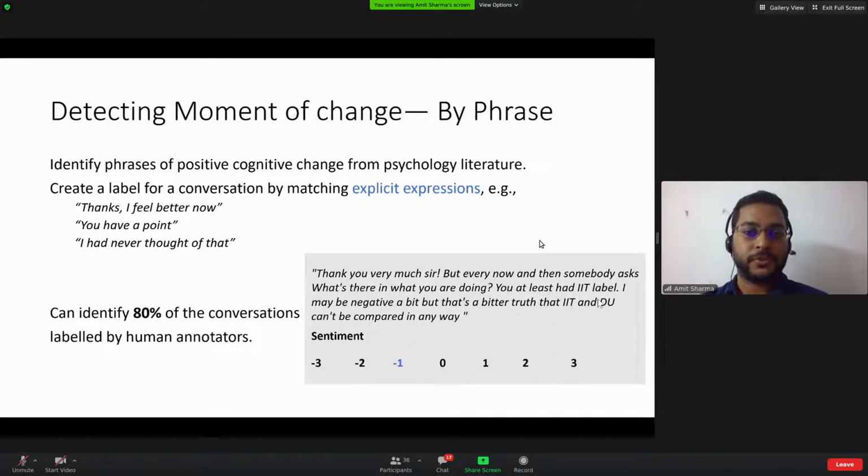So this is useful. One thing to note here is that these expressions would be high precision, right? Because if someone says that, more often than not, they did feel better, but they won't be high recall. So that's something to keep in mind. In some sense, we'll get a lot of conversations where people felt better, but that may not mean that we are getting all kinds of good conversations.